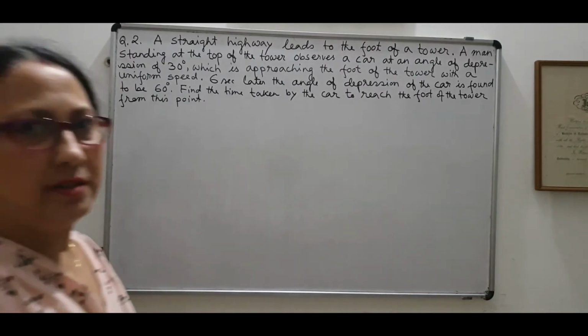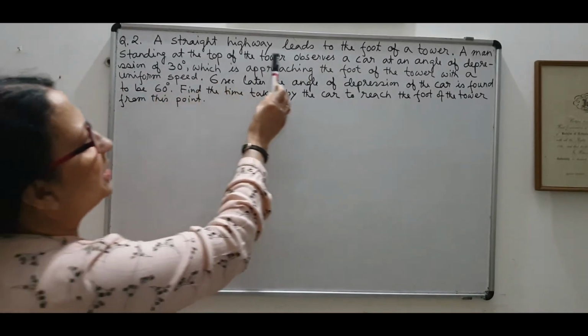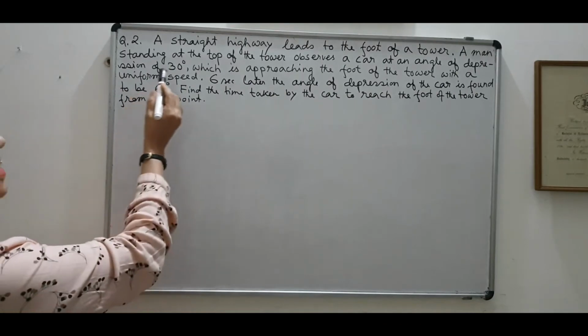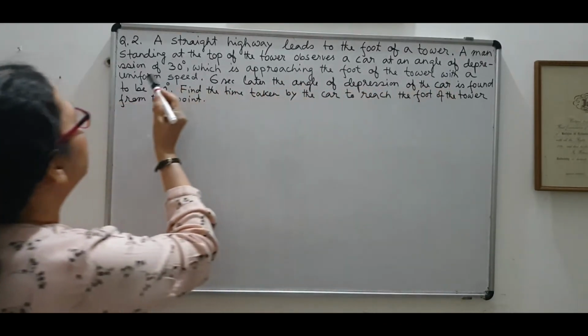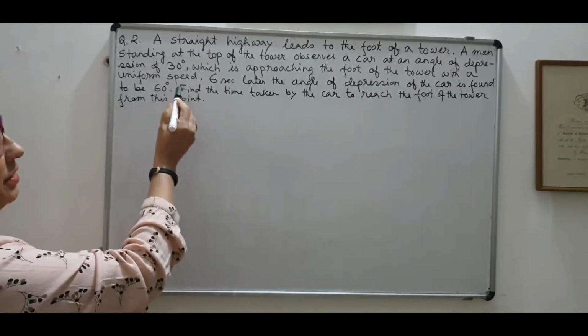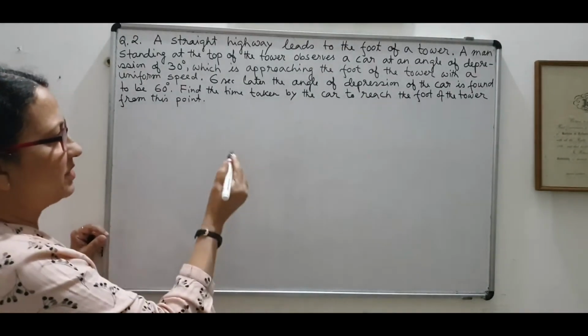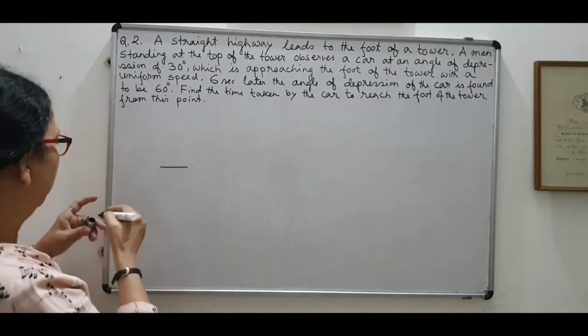So next question is a bit different type. The question is that a straight highway leads to the foot of a tower. A man standing in the top of the tower observes a car at an angle of depression of 30 degree, which is approaching the foot of the tower with a uniform speed. So let me first visualize the situation. So it is a highway. Let me draw the figure.